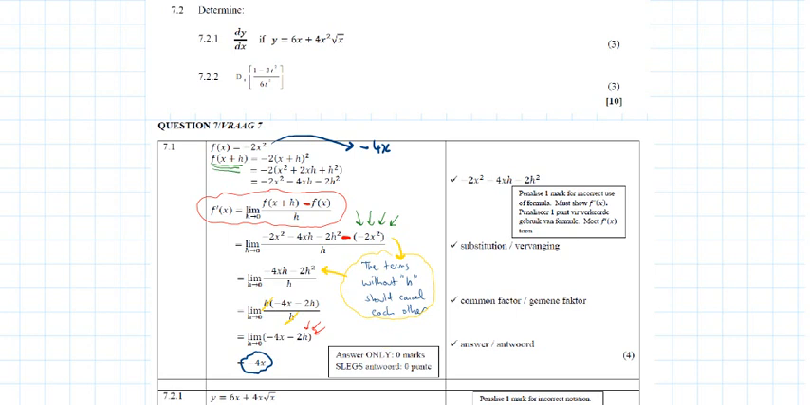You may lose marks for incorrect notation, and there are marks for finding f of x plus h, for the factorizing, and for the substitution. It could usually be 5 marks, but sometimes, as in this question, it can be given 4 marks only.